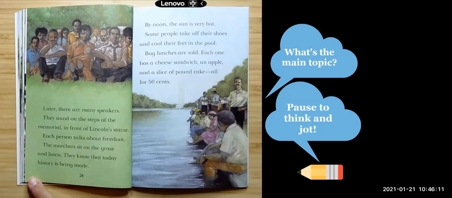history is being made. By noon, the sun is very hot. Some people take off their shoes and cool their feet in the pool. Bag lunches are sold. Each one has a cheese sandwich, an apple, and a slice of pound cake, all for 50 cents.